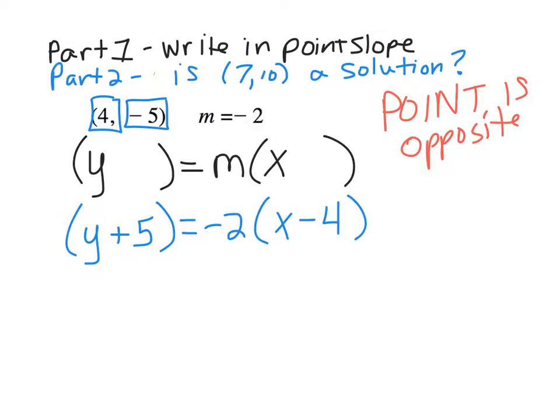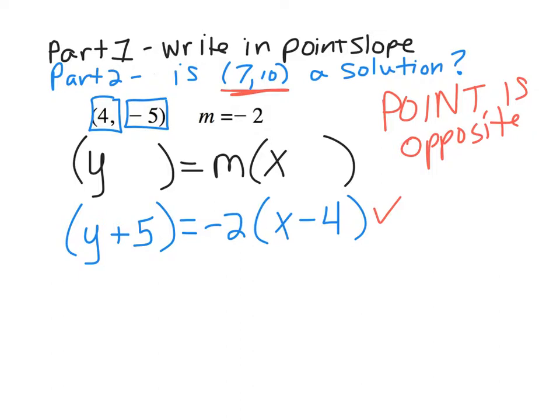So that's part one. Now the question is, does this point make this true? Is it a solution? You have two choices. You can use store value on your calculator, storing the 7 for x and the 10 for y, and seeing if it's true. Or you can solve this equation very quickly, solve the equation, and use your calculator to see if 7 and 10 is part of the solution.